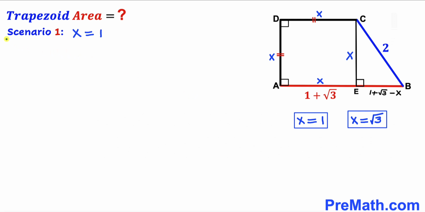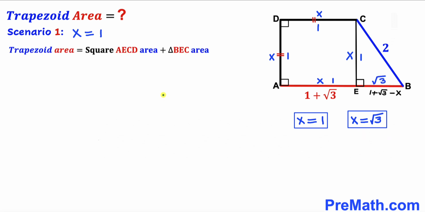We are going to consider the very first scenario when the x value is 1. In other words, all these x values are going to be 1 over here. And furthermore, this segment AB is going to be this 1 + √3, and our x value is minus 1. And here we can see negative 1 and positive 1, they are gone. So therefore this segment EB turns out to be √3. And now let's make an observation.